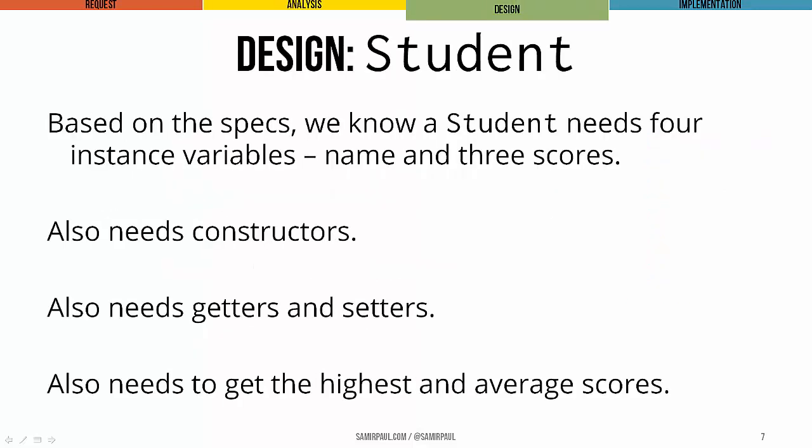So if we pretend for a moment that we hadn't already written the student class in the last lecture, well, you can sort of see the needs that emerge from our task. Well, we know we need these 4 instance variables, a name and 3 test scores. We know we need constructors, we need getters and setters, and we need methods to find the highest score and the average score.